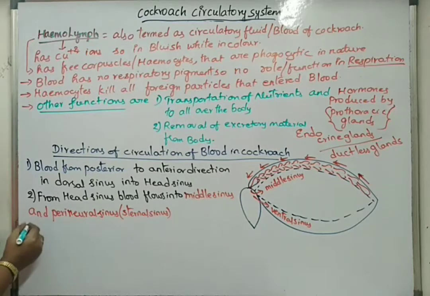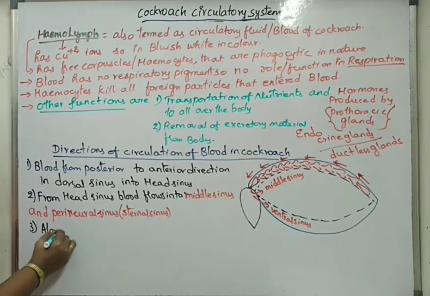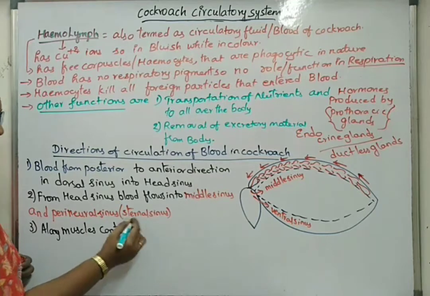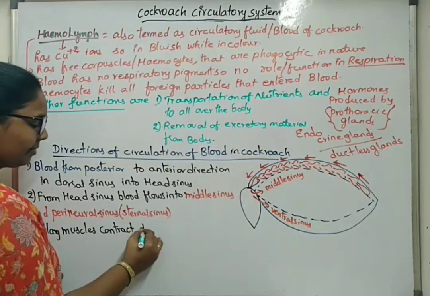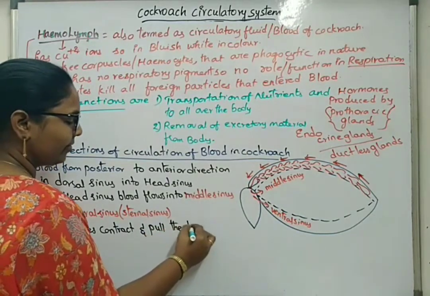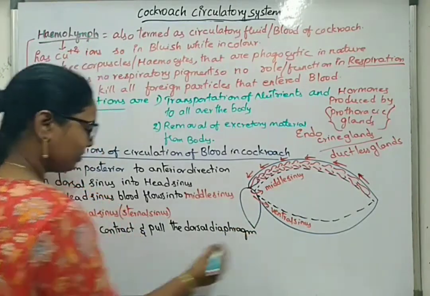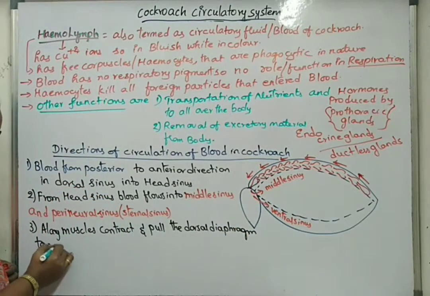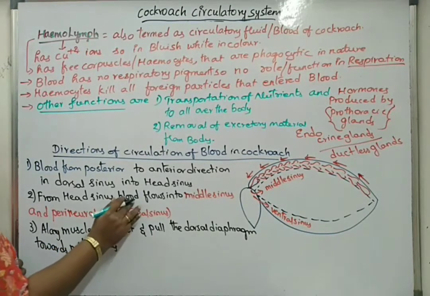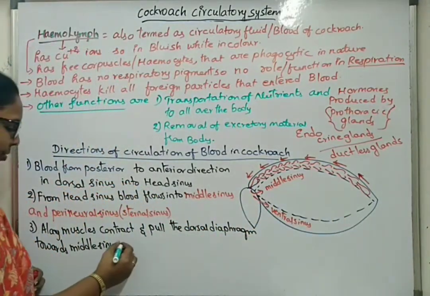Next, third point. Now, alary muscles contract. When they contract, they pull the dorsal diaphragm towards middle sinus. So blood has already reached the middle sinus and the ventral sinus. Now blood is present here towards middle sinus.